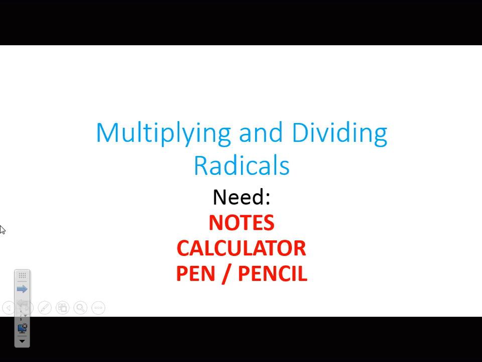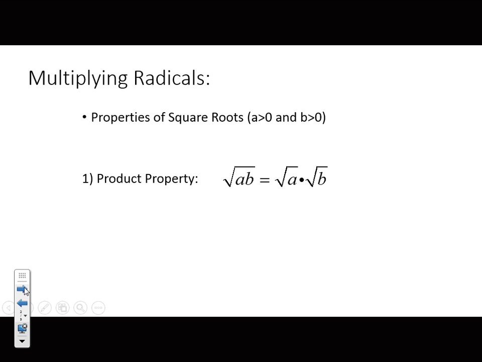We are going to be multiplying and dividing them. You will need your notes, calculator, pen, and pencil. Also, highly recommend your list of perfect squares. You're going to want those out in front of you. Excellent idea, all right? Here we go.